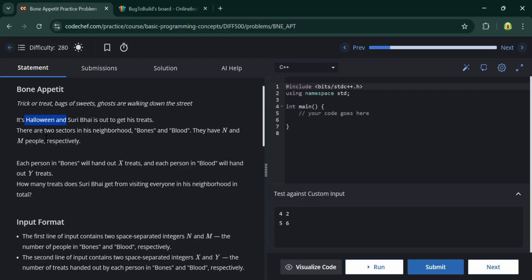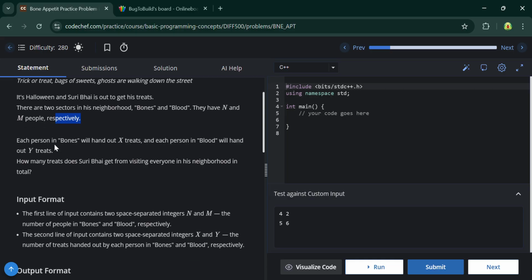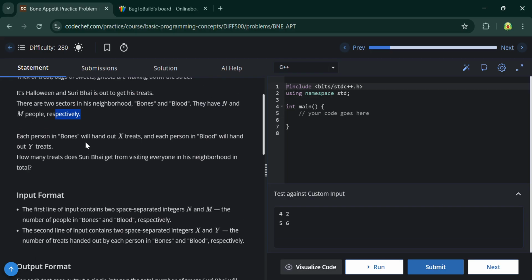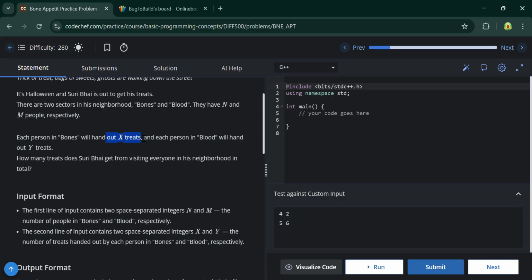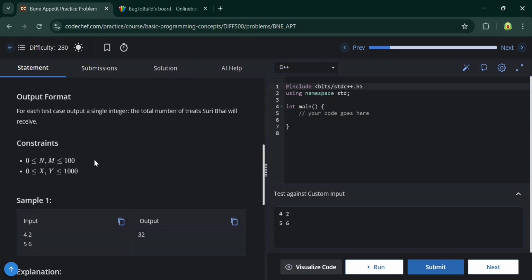There are two sectors in his neighborhood, bones and blood. They have N and M people respectively. Each person in bones will have X treats, and each person in blood will have Y treats. How many treats does Suri Bhai get from visiting everyone in his neighborhood?